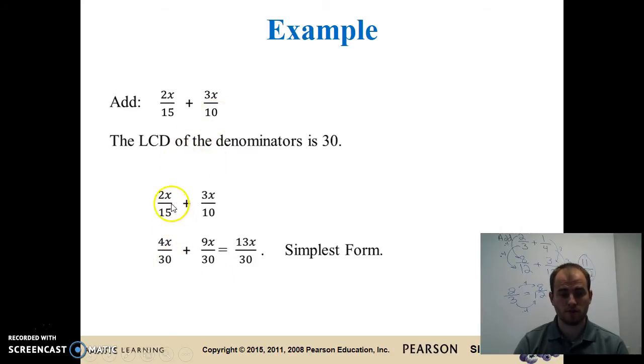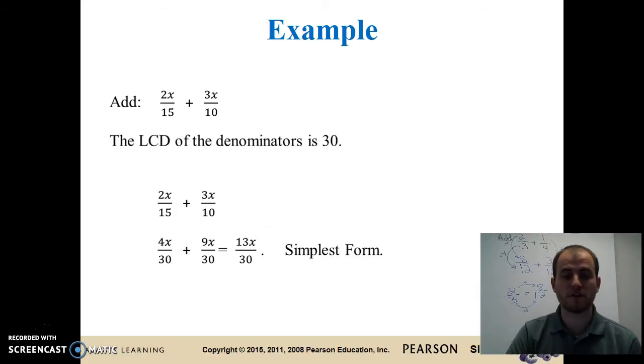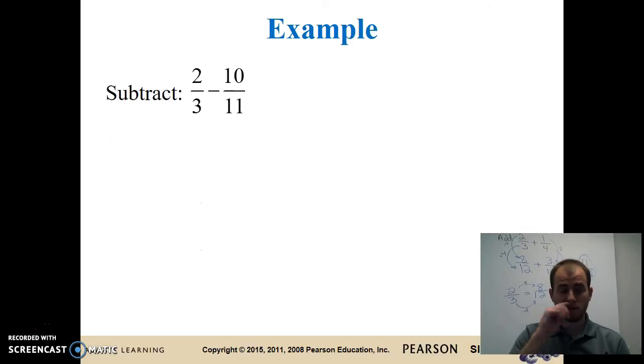Rewrite both of them over 30. Multiply by 2, you would get 30. Multiply by 2, you would get 4x. Multiply by 3 to get 30. So multiply the numerator by 3, you would get 9x. Now you can add the numerators together. 4x plus 9x is 13x over 30, which is in simplest form. So the first three we've done together, and the one you've done by yourself, have all been addition. What about subtraction problems?